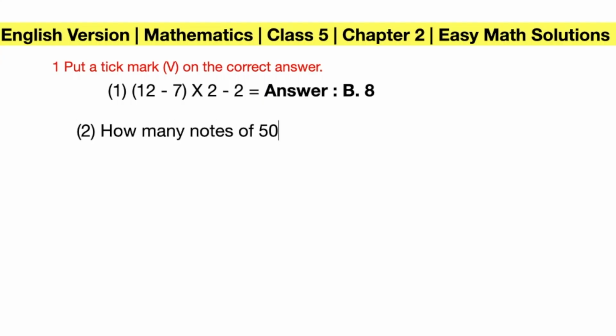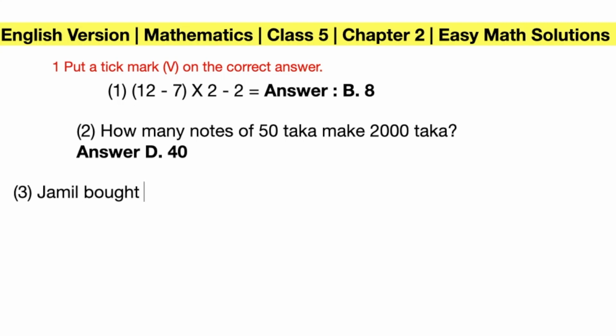Number 2. How many notes of 50 taka make 2000 taka? Answer D, 40 notes.